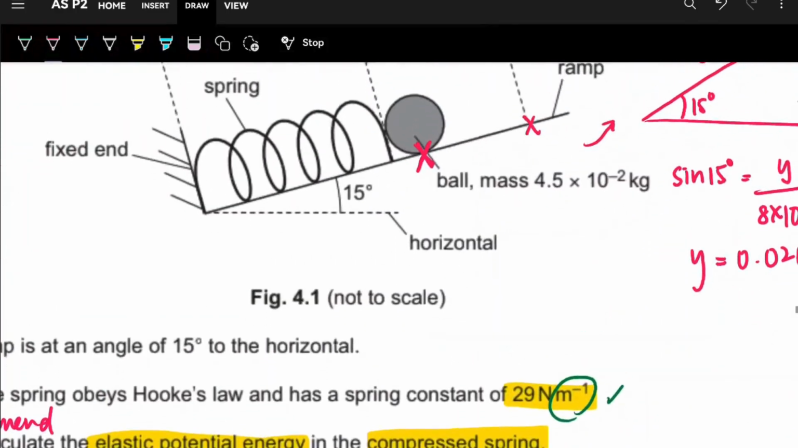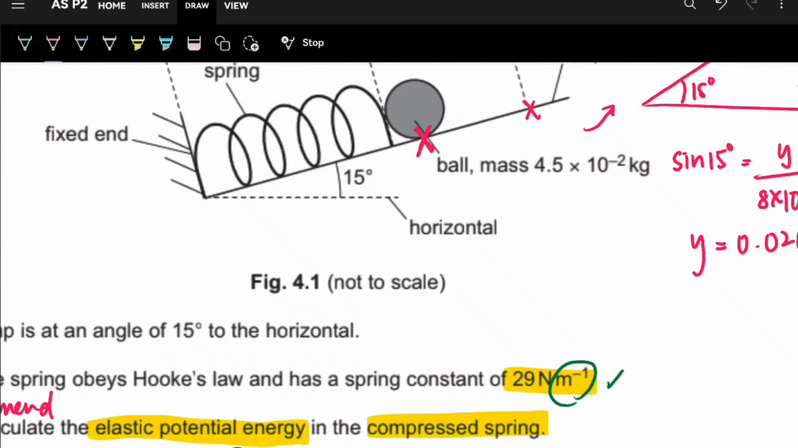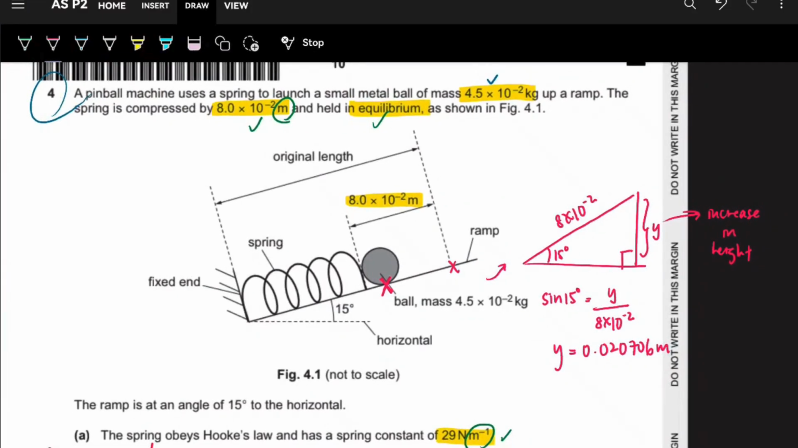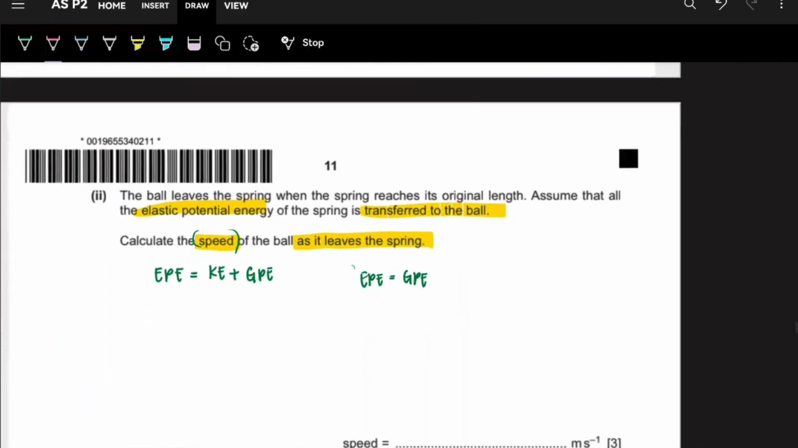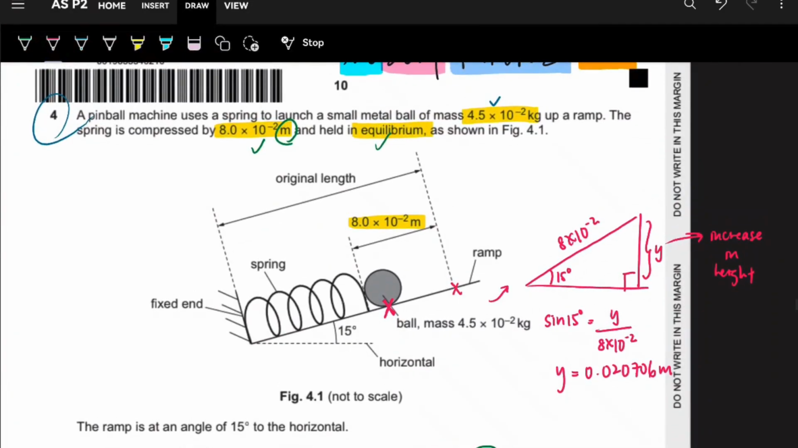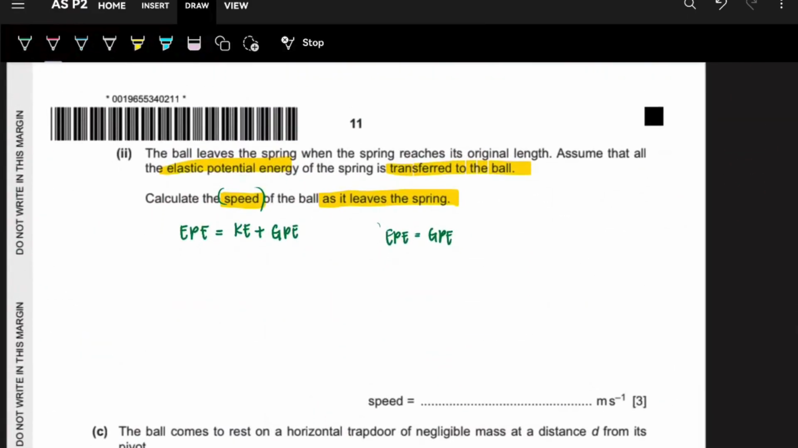Now, you might ask, why didn't I mention friction here? Because, first of all, they did not say it's a rough surface. And the best part, they did not even say it's a smooth surface either. However, for you to calculate work done against friction, you need the frictional force. And no frictional force is given. And you do not really have any information to calculate the frictional force either. So we completely ignore frictional force in this case. So your equation is just elastic potential energy equals kinetic energy plus gravitational potential energy.